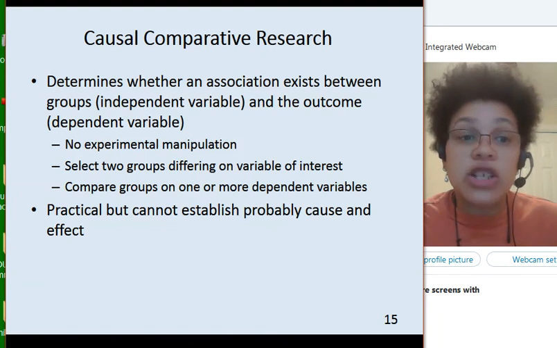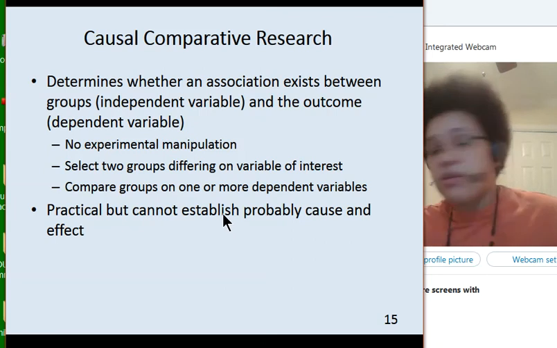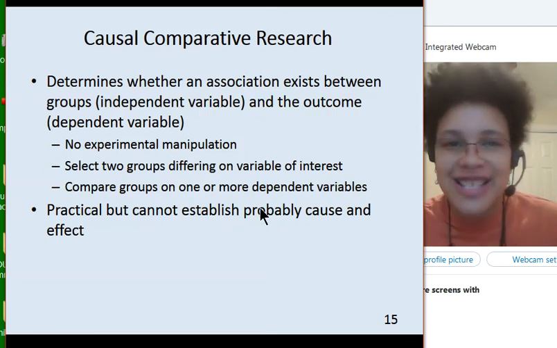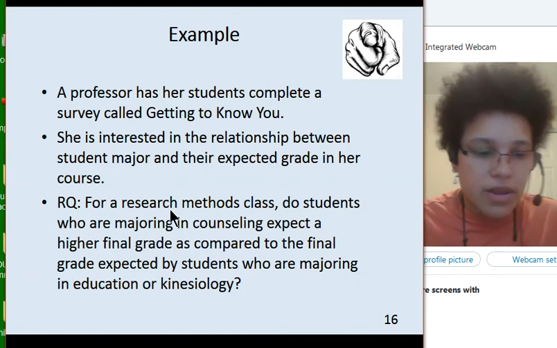The two groups differ on whatever the variable is, and you compare the groups on one or more dependent variables. It's a practical approach, but you cannot establish cause and effect. Oh, that shouldn't say probably. You definitely cannot establish cause and effect. Let me get rid of that word probably.